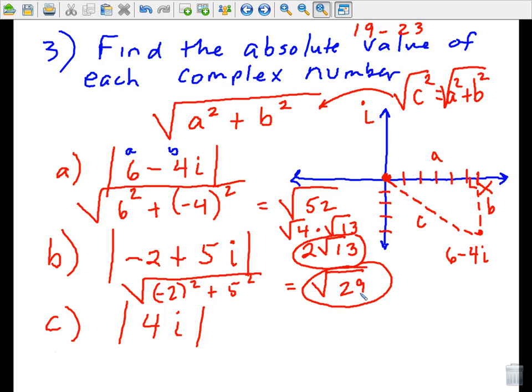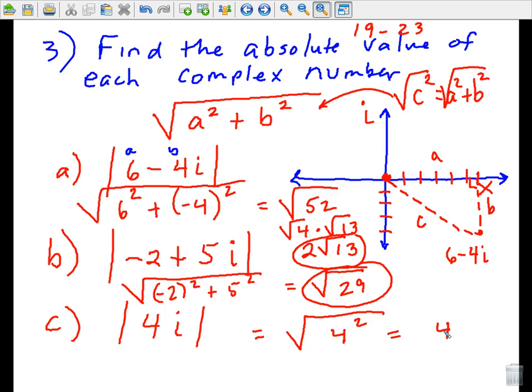Okay, let's take a look at letter C. Maybe Brianna can help us out. What is the A number in letter C? 0. And the B number, of course, is 4, so how would you find the absolute value? 4 squared, which is the square root of 16, which is 4.